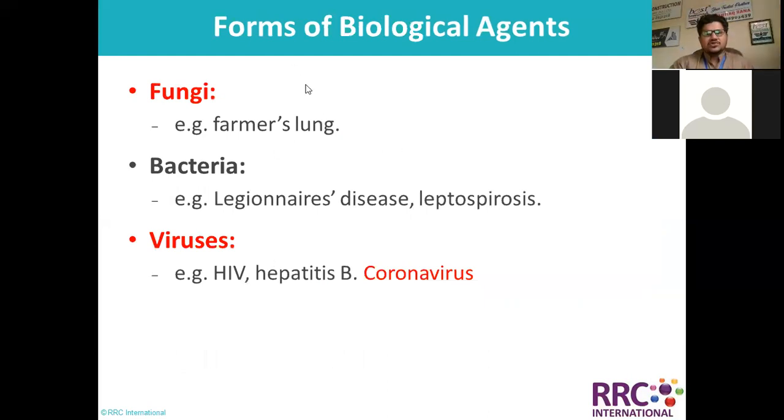Now, there are some forms of biological agents like fungi, bacteria, and viruses. We have to be careful about these biological agents because they are a source of different kinds of terrible diseases. Maybe farmer's lung, maybe Legionnaires' disease or leptospirosis, or maybe HIV, hepatitis B, and I added the word coronavirus as well.